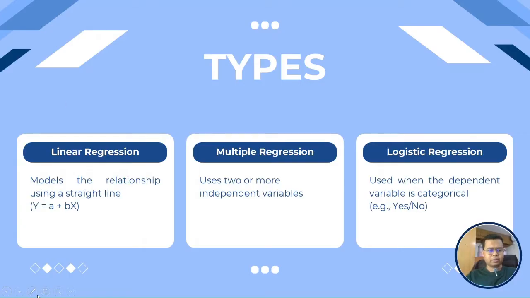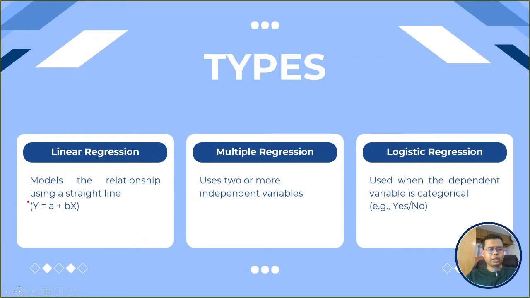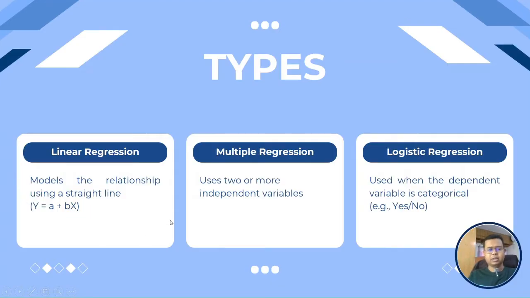Say for example, here y is a dependent variable and x is an independent variable. So what is a and b? A and b are the intercept and the parameter. A is the intercept and b is the parameter. Some people write it as beta 1, beta 2, beta 3 like this.